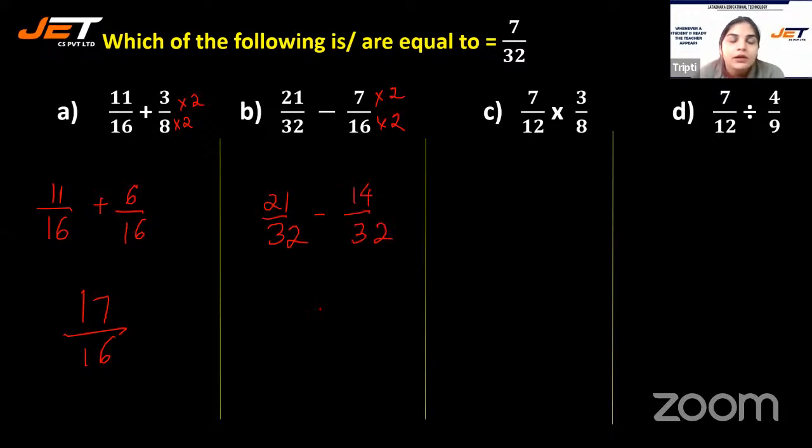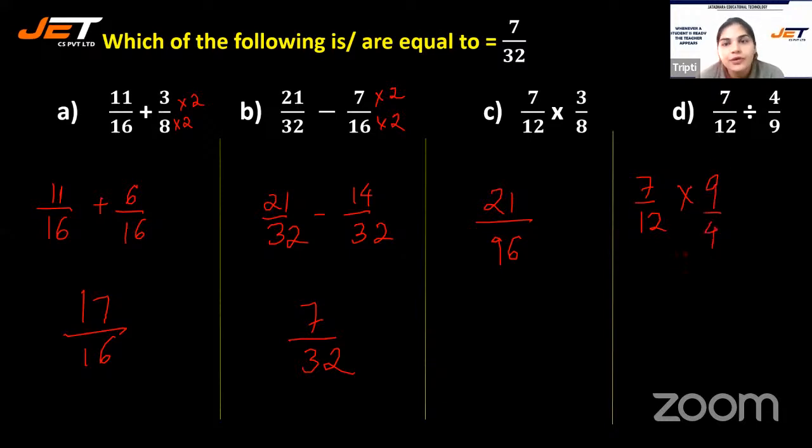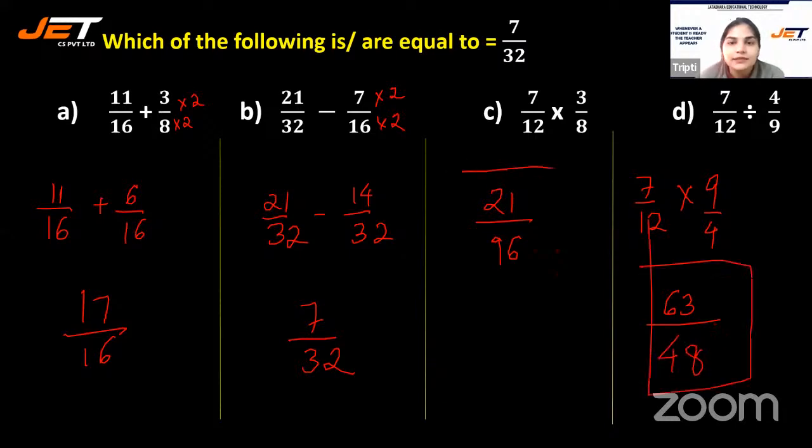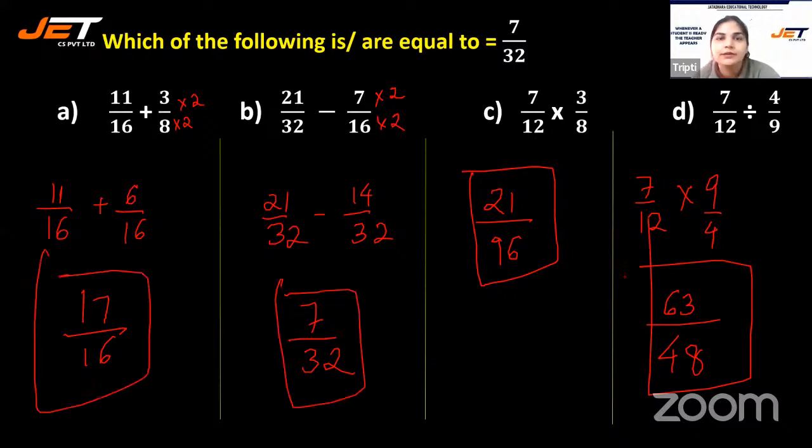Okay. So here, I'll get 7 by 32. Moving on to the next one, 7 times 3 is 21. And then 96. 12 times 8 is 96. Now 7 by 12 times 9 by 4. 7 times 9 is 63. 12 times 4 is 48. Answer. I hope you got it right.